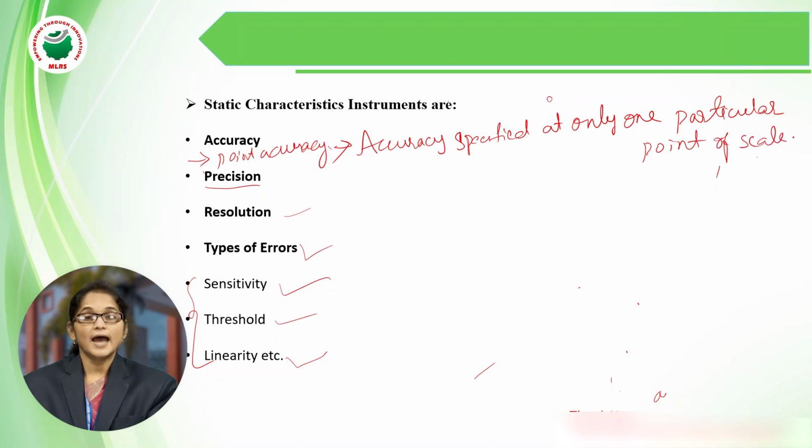So accuracy is about the device we use to measure the unknown value which is under test. In accuracy, there is point accuracy, where accuracy is specified at only one particular point of the scale. Then next, accuracy as a percentage of scale span.